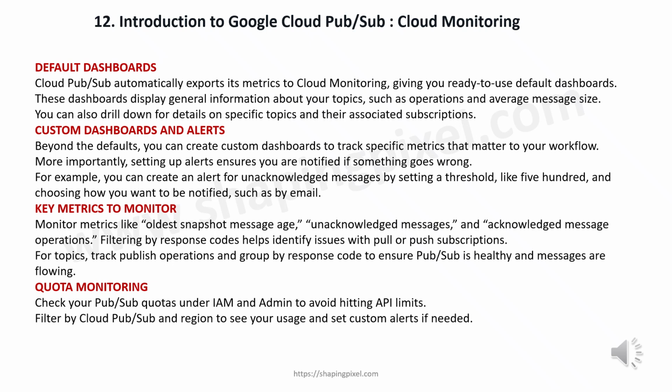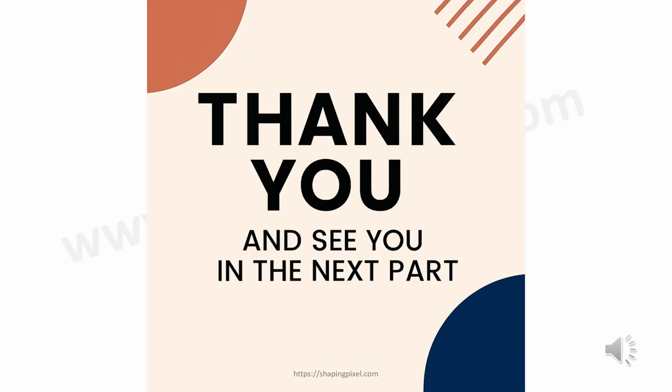Check your PubSub quotas under IAM and admin to avoid hitting API limits. Filter by Cloud PubSub and region to see your usage and set custom alerts if needed. Proper monitoring lets you detect and resolve issues before they impact your users, making it a crucial part of any production Cloud PubSub setup. Thank you, and see you in the next part.